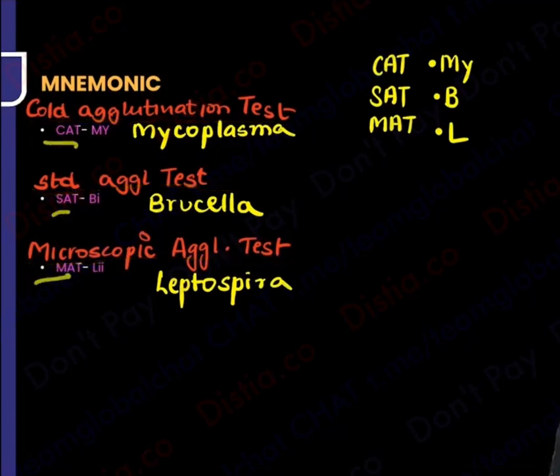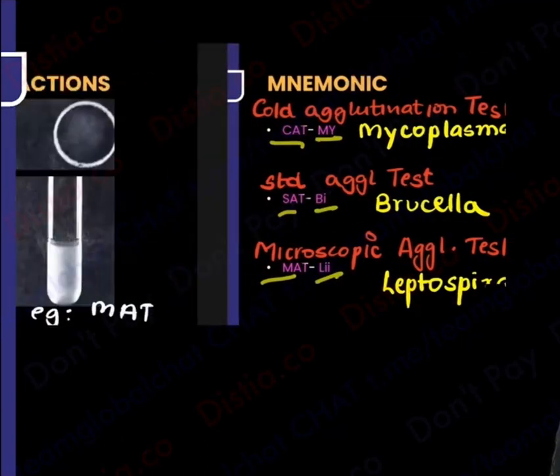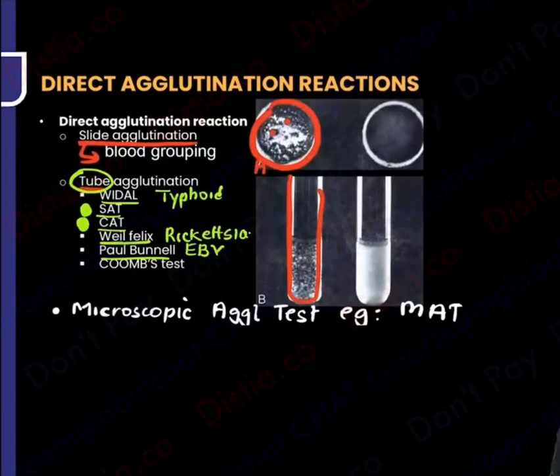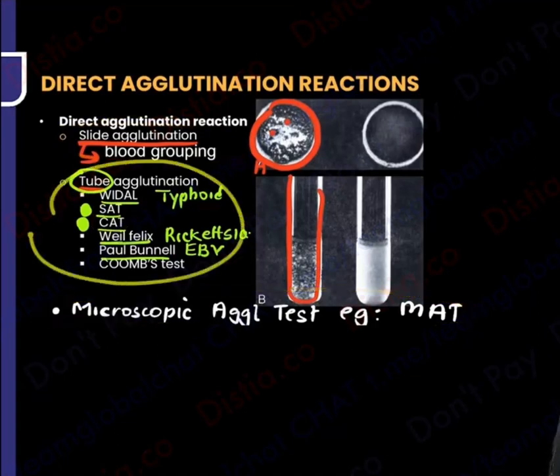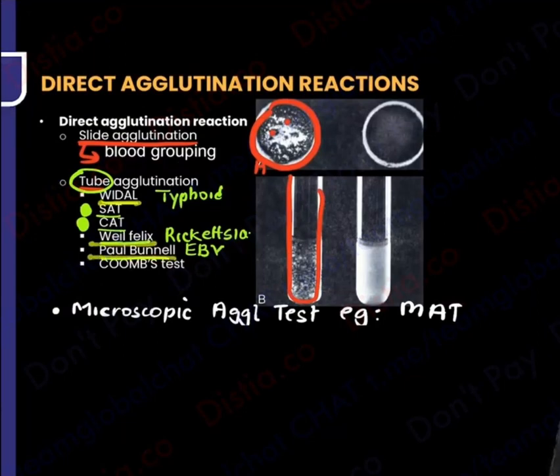So cat sat on the mat, and that is mycoplasma, brucella, leptospira. And now you know what reaction they are? Anyway, cat sat mat, you already know they are agglutination reactions. You should know the microscopic one is obviously under the microscope, but the other ones are going to be tube agglutination. So on the slide there is only blood grouping. Under the microscope there is only the microscopic agglutination test. Everything else comes under tube agglutination. So Vidal for typhoid, Weil-Felix for rickettsia, Paul Bunnell for EBV, cat, sat, mat, everything is done.